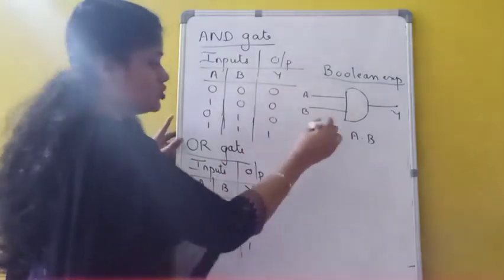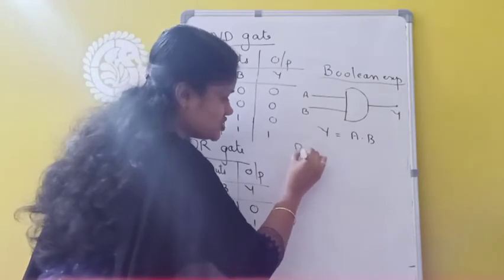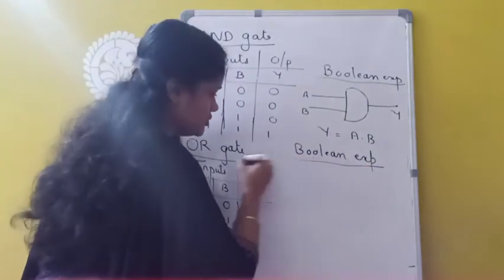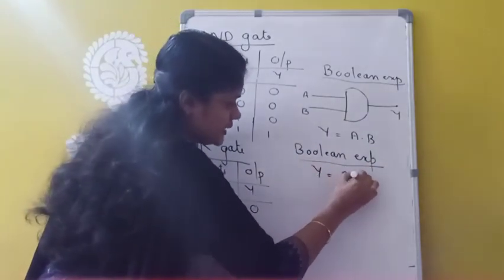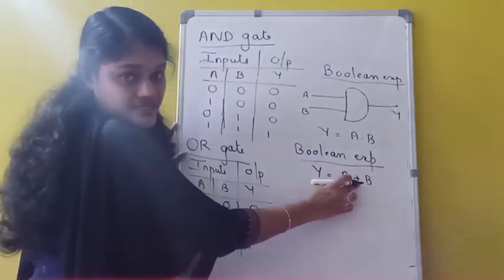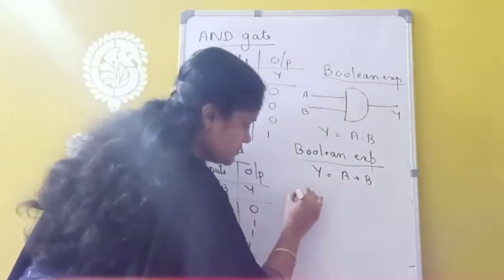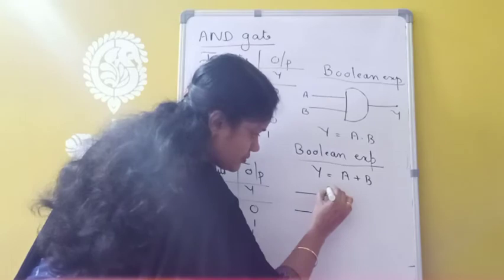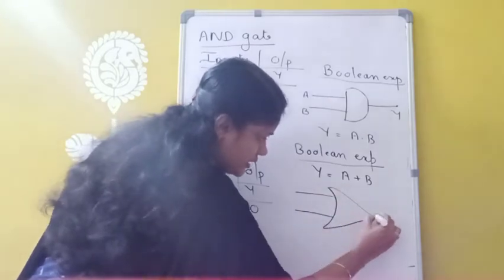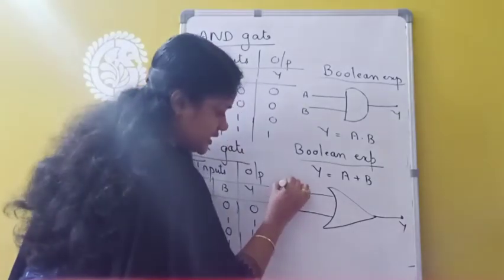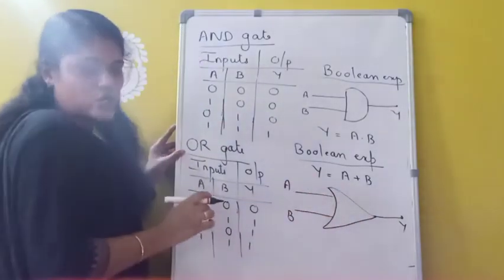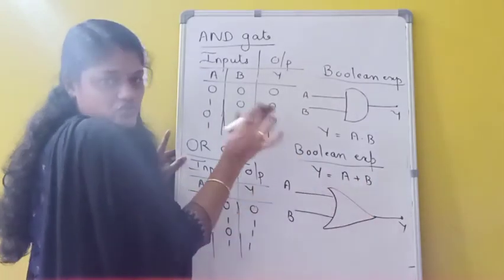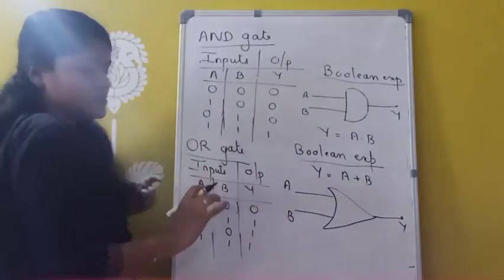Now the Boolean expression and symbol. The Boolean expression for the OR gate is given by Y equals A plus B. The plus indicates OR. Then comes the symbol, with two inputs A and B and the output Y, where Y equals A or B. This is the symbol for the OR gate, the second basic logic gate.